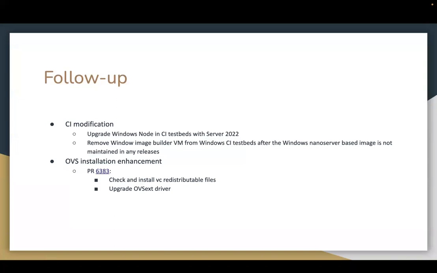Then come to the follow-up. After the test, the change was merged, but we still have some work to follow up. Firstly, the CI modification. It includes that we need to upgrade the Windows node in our CI test beds with Server 2022. And finally, we will remove Windows Image Builder VMs from the Windows CI test beds after all Windows Nano Server-based images are not maintained in any releases.